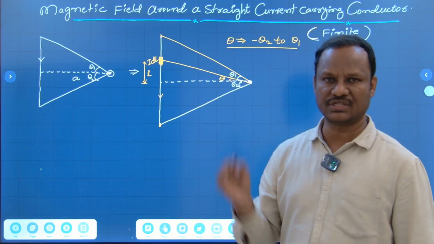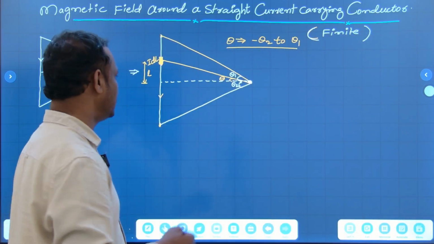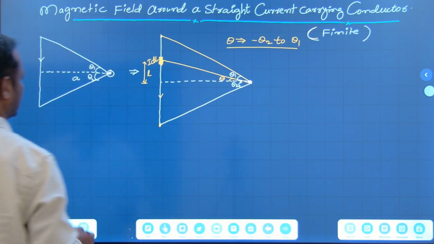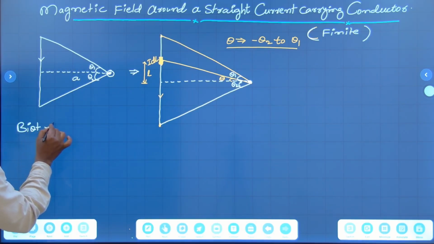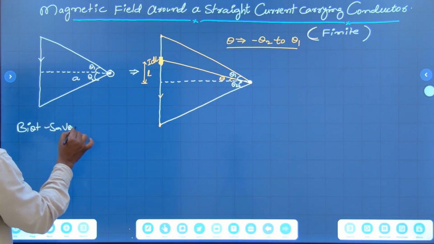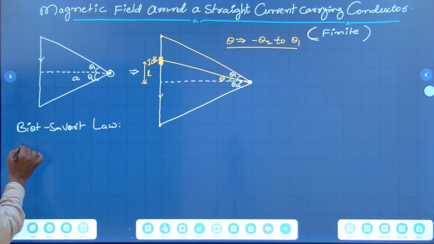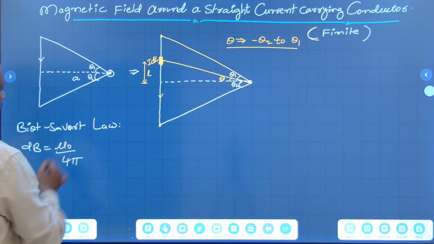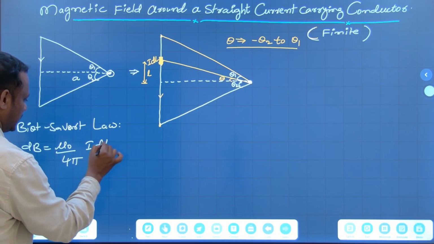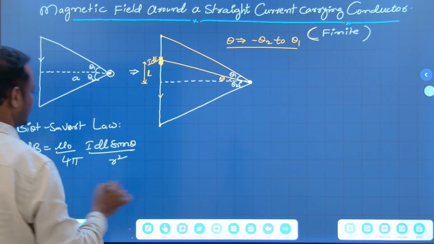So we have a basic principle to calculate the magnetic field, that is the Biot-Savart law. So what is the Biot-Savart law? dB is equal to mu naught by 4 pi, I dl sin theta by r squared, is the general form.